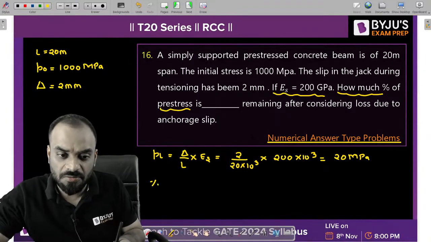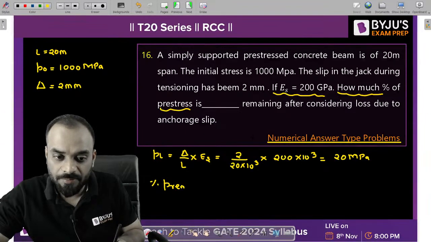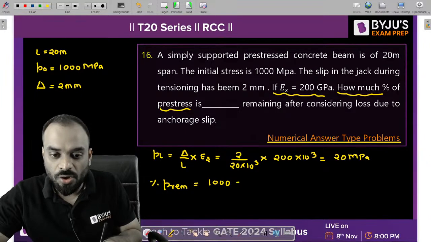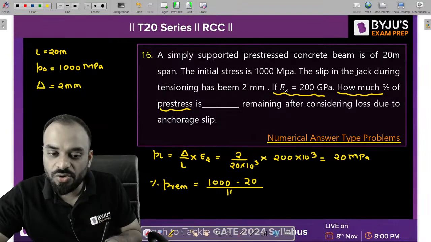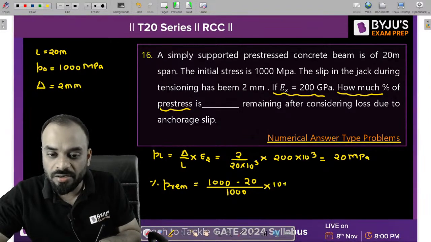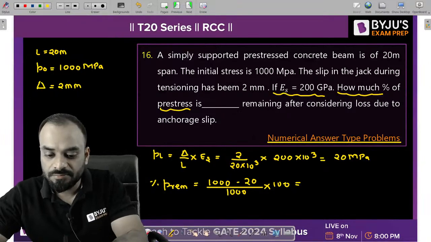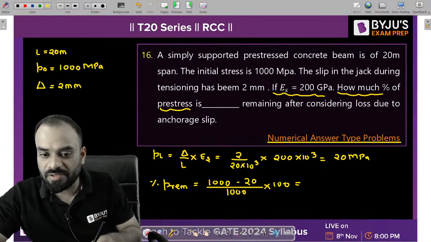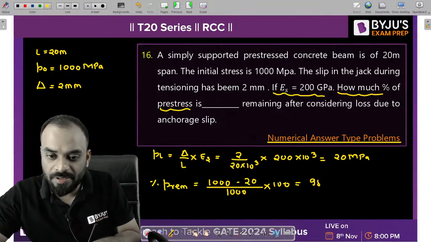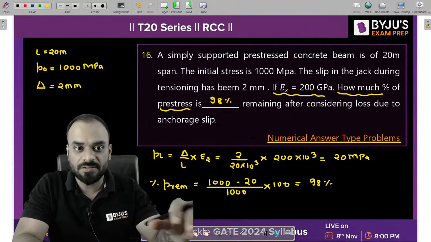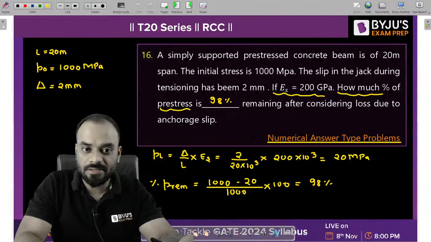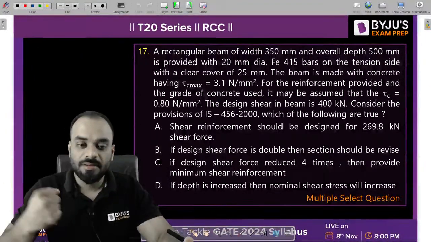So can I write here, guys, percentage of pre-stress remaining, initial value is how much? 1000. Loss is how much? 20. So this will be the remaining part, right? What was the original value? 1000 and multiplied by 100. You will get the answer. Very well, Raj. 98% is the correct answer. Yes, 98%. Next question, guys.